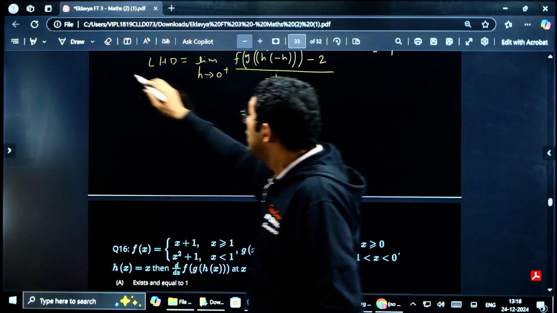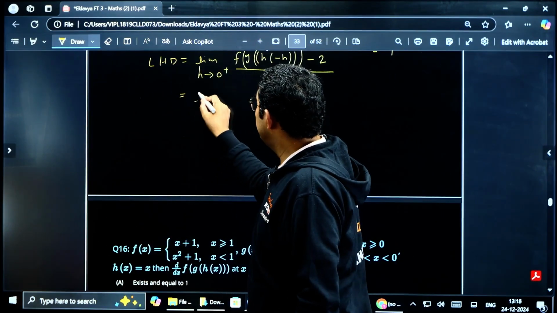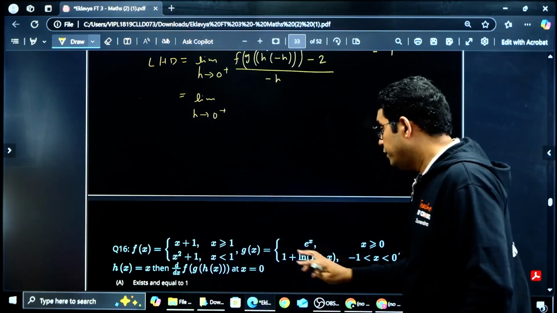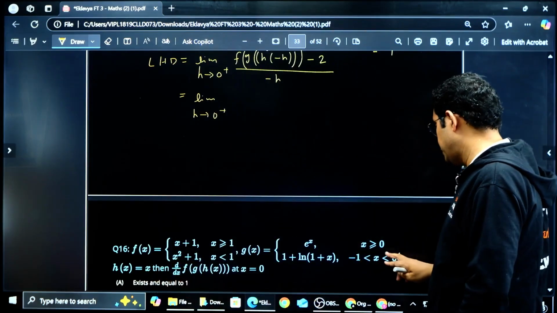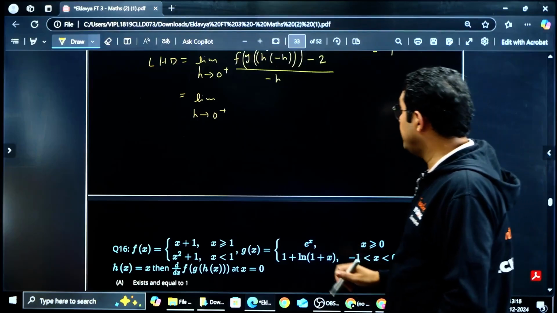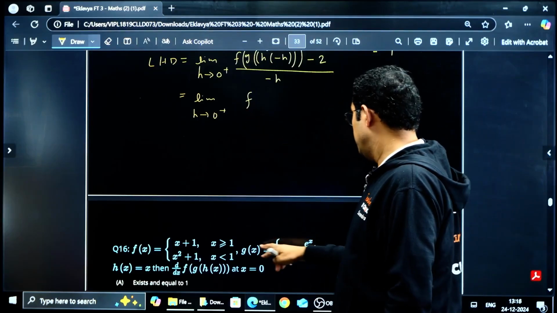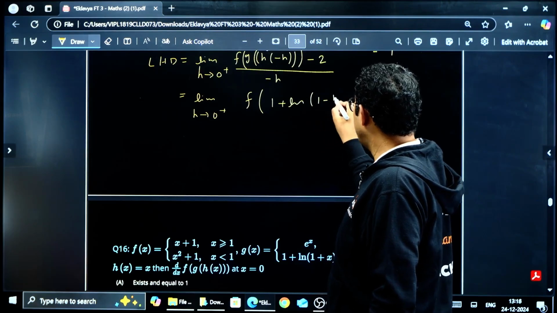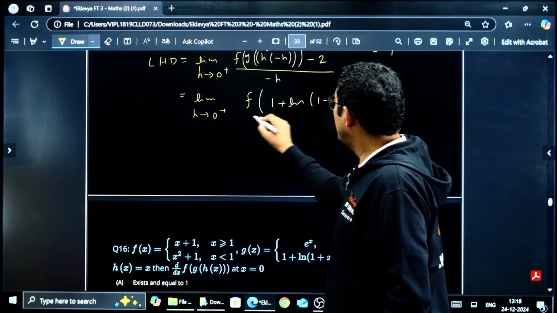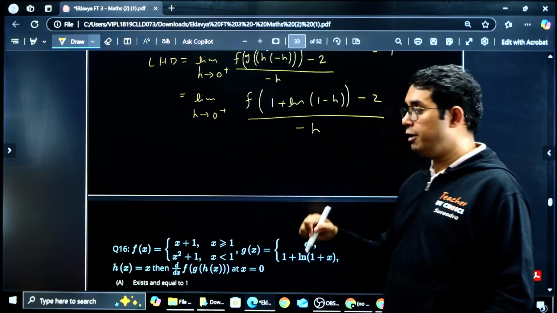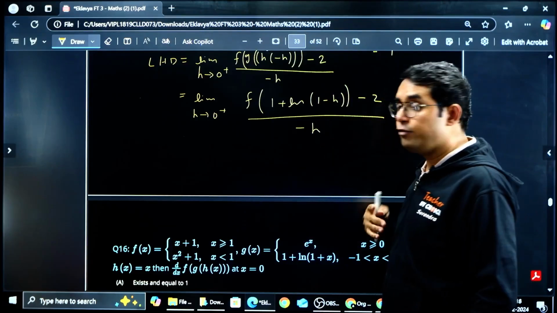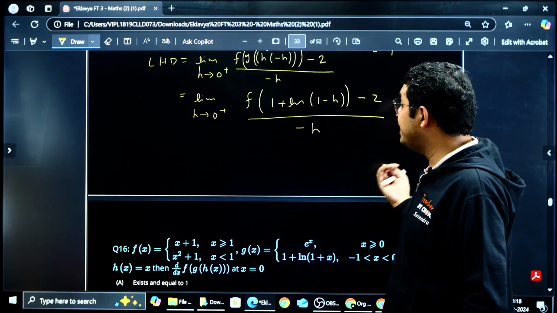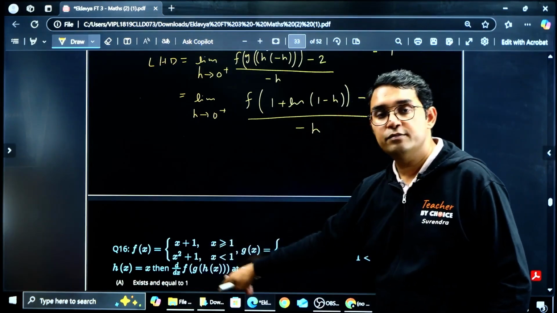Yeah, now fine. So for this part, limit h approaches 0 plus, when x is h it gives you minus h, so it will be negative. So we will take this thing here. It will be f of, for g I am putting 1 plus ln of 1 minus h, minus 2 upon minus h. Now for f, please check, this ln of 1 minus h will be slightly negative. So this 1 plus ln 1 minus h will be slightly less than 1. So we will go with this function here.